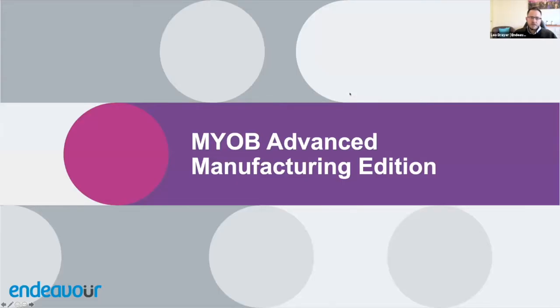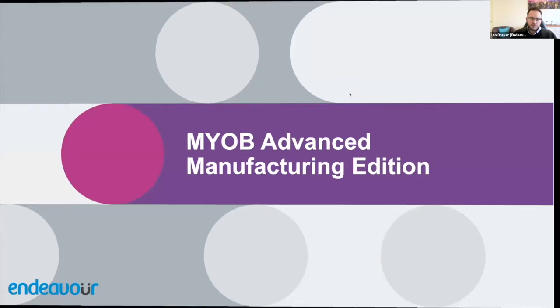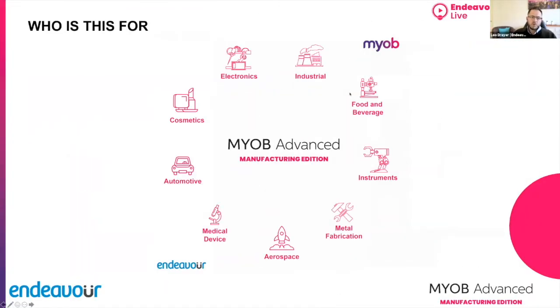So let's take a closer look at the manufacturing edition. Through our experience, we've worked with multiple different manufacturers, and these are just some of the industries that we actually serve. MYOB Advanced, the product we'll be looking at today, comes into its own with discrete manufacturing, where we take a bunch of raw materials and then produce a final product.